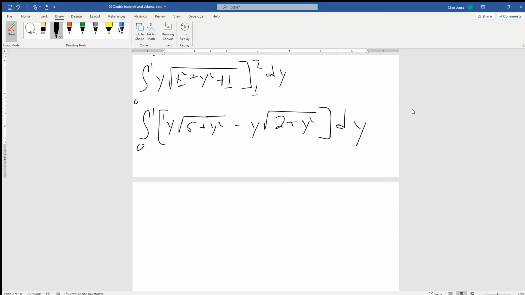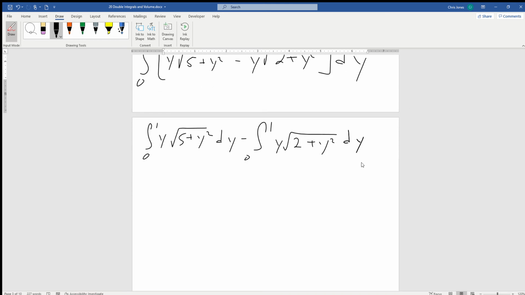At this point, what we can do is go ahead and break this up into two separate integrals. And so the integrals will be the integral from 0 to 1 of y root 5 plus y squared dy, minus the integral from 0 to 1 of y square root 2 plus y squared dy.